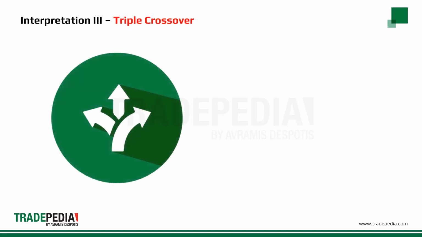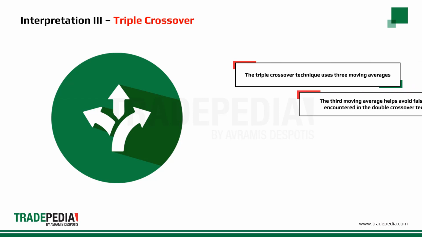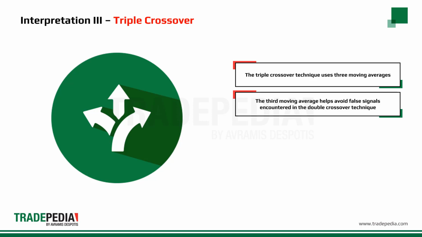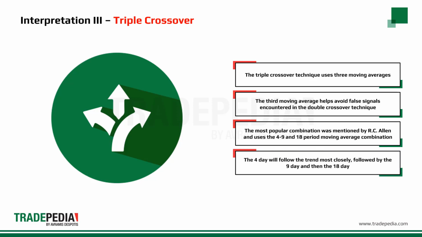Another way of interpreting moving averages is through the triple crossover technique, which uses 3 moving averages. The third moving average helps avoid false signals encountered in a double crossover technique. The most popular combination was mentioned by R.C. Allen and uses the 4, 9 and 18 period moving average. Some traders might adjust it to a 5, 10, and 20 combination. The 4-day will follow the trend most closely, followed by the 9-day and then the 18-day.